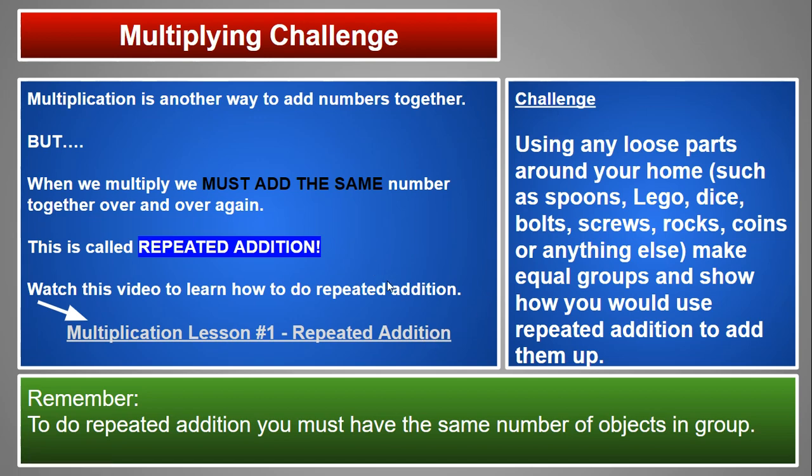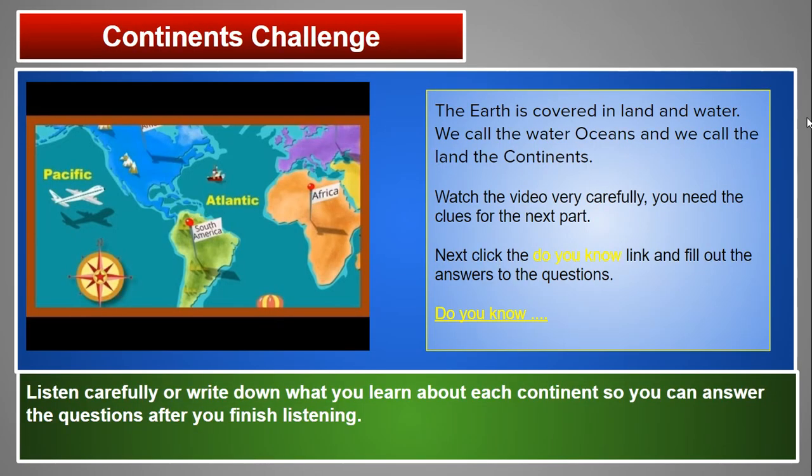Your challenge after watching the video: using any loose parts around your home. So you can use spoons or Legos or dice or bolts or screws or rocks or coins or anything else, but they all have to be the same for each example you do. Make equal groups and show how you would use repeated addition to add them up. Remember, to do repeated addition, you must have the same number of objects in a group.